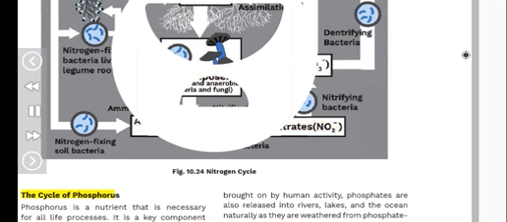The cycle of phosphorus. Phosphorus is a nutrient that is necessary for all life processes. It's a key component of phospholipids and nucleic acids, and it also contributes to the structural elements of our bones, calcium phosphate. In aquatic environments, phosphorus is frequently the limiting nutrient required for growth. In nature, phosphorus is found as the phosphate ion, PO4 3-.